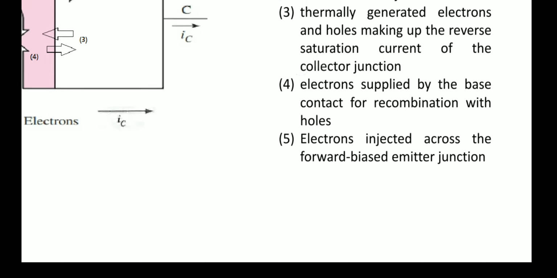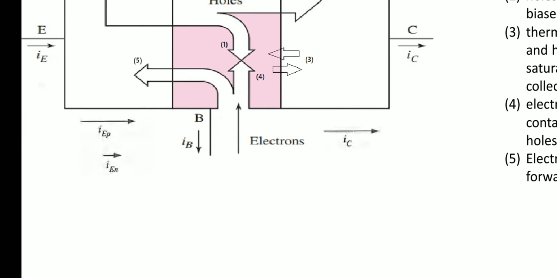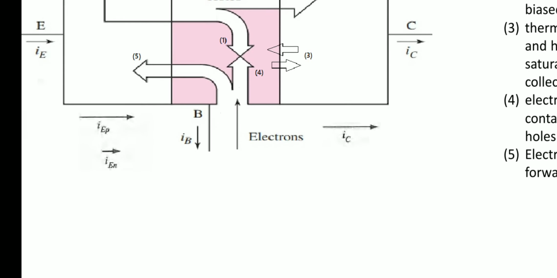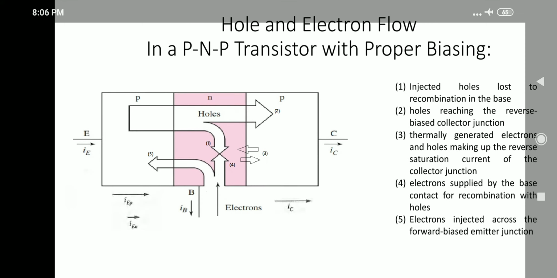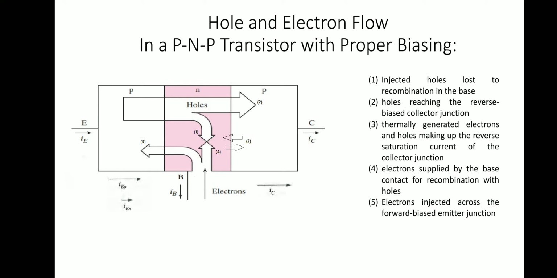And the fifth one is the electron injected across the forward biased emitter junction. We know that this emitter base junction is forward biased, and at the base side electrons are the majority carriers, so there is always diffusion from higher concentration to lower concentration. So the higher concentrated electrons from the base will move towards the emitter region, represented by the arrow indicated by the number 5. So these are the hole and electron flow in a PNP transistor with proper biasing.